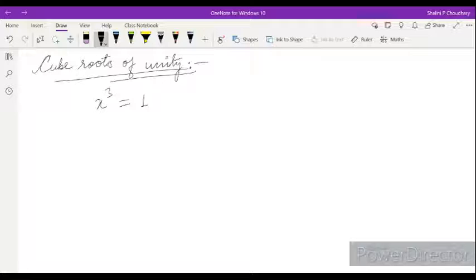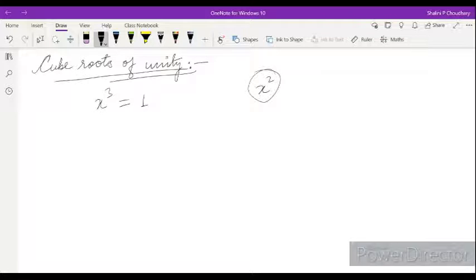So for cube root, there will be 3 roots of x. Those 3 roots we have to find out, because in a quadratic equation, where the power of x is 2, how many solutions are there? There will be 2 roots of x. Similarly, when the power of x is 3, there will be 3 roots of x.